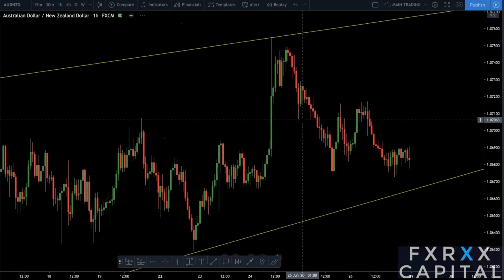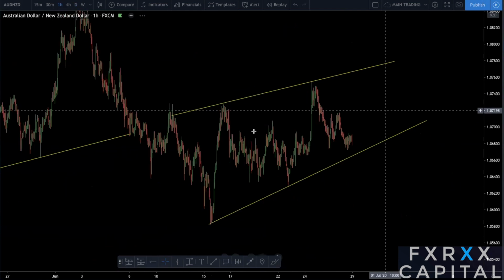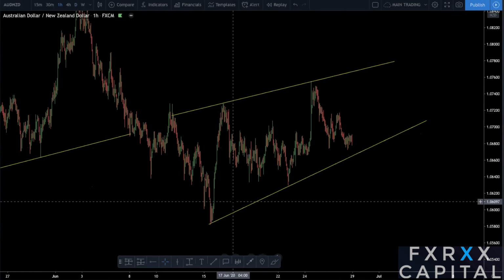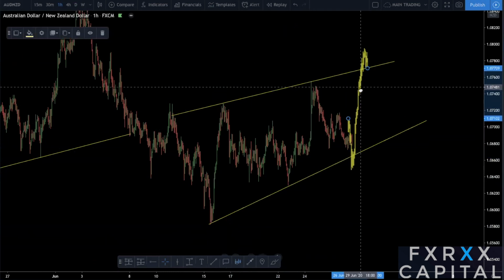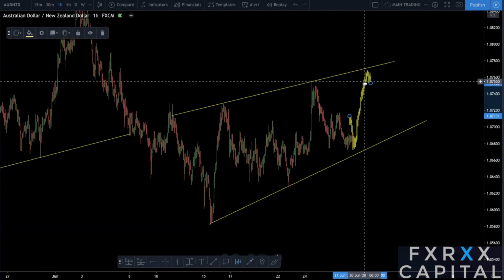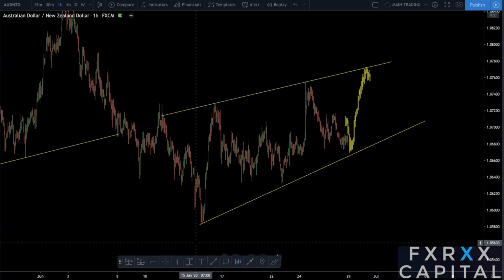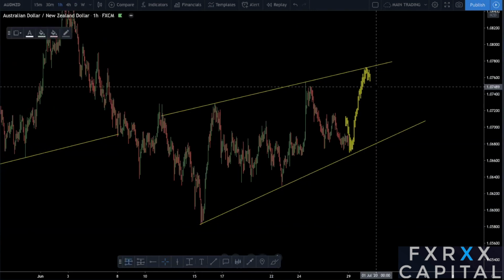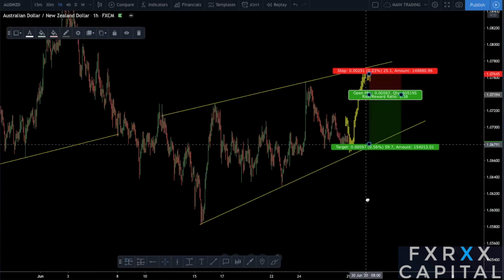So 1 hour, go to 1 hour. So 1 hour is quite corrective, but shows a structure. Okay, 1, 2. So what I'm looking for is this. This is what I'm looking for. The third touch. So if price approaches another touch, I will enter at this entry here. Okay, risk entry here.